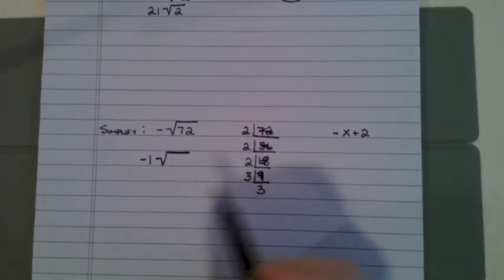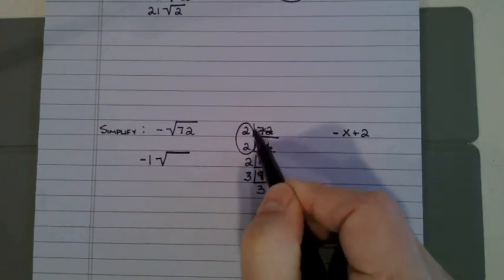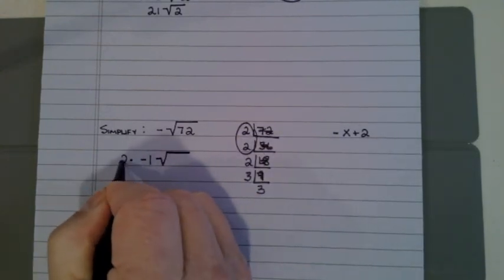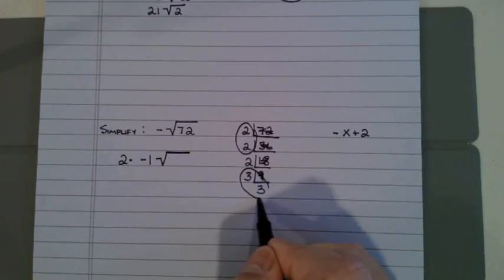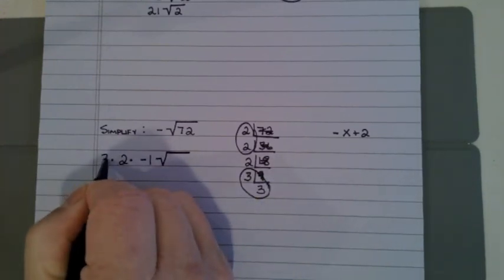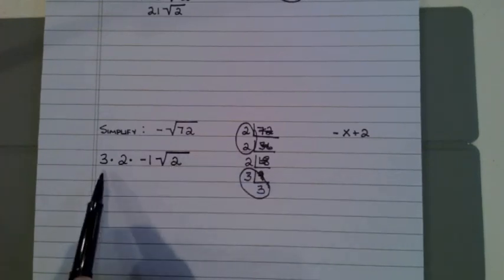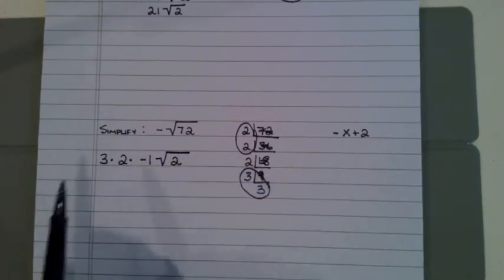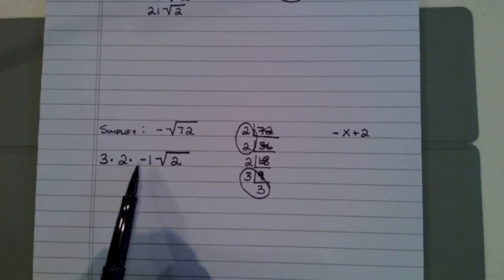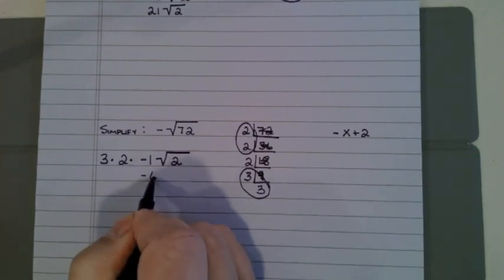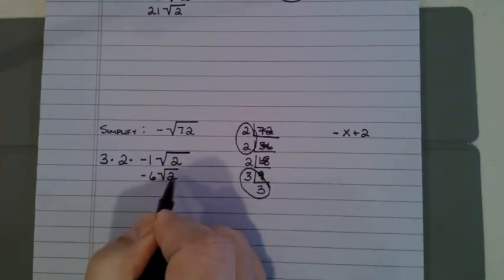These numbers right here aren't important anymore. Every pair I can write 1 on the outside. I can write a 2 on the outside, times 2. I can write a 3 on the outside because I have a pair, times 3. Anything I have a single of goes up under here. Multiply all these numbers on the outside together. 3 times 2 is 6, times negative 1, negative 6, square root of 2.